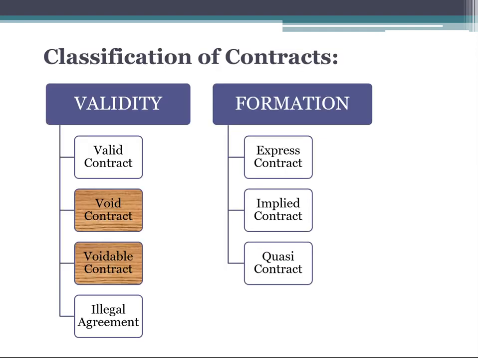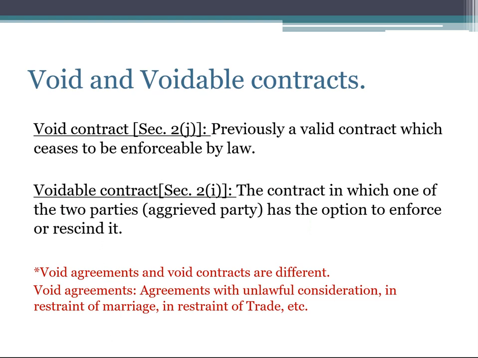Now, let us see the classification of contracts. There are two ways you can classify contracts. The first is the validity aspect, and the second is the formation aspect. When we talk about formation, your contract can be an express contract, it can be implied, or it can be a quasi contract, which is also known as a fictional contract. When we talk about validity, it can be a valid contract, an illegal agreement, or a void or voidable contract. These are the two concepts we will be focusing upon today, and that is why they are highlighted. So let us deal with void and voidable contracts. The sections which deal with void contracts and voidable contracts are sections 2(j) and 2(i) respectively.